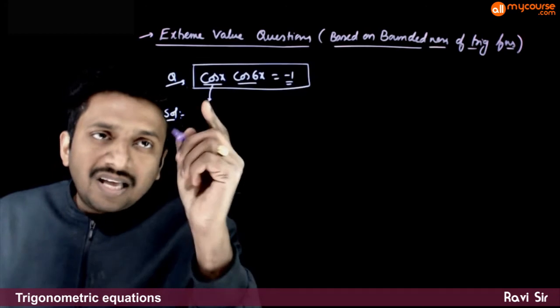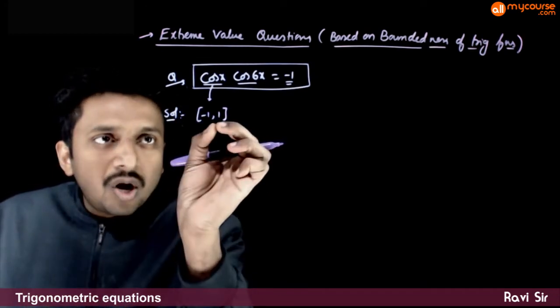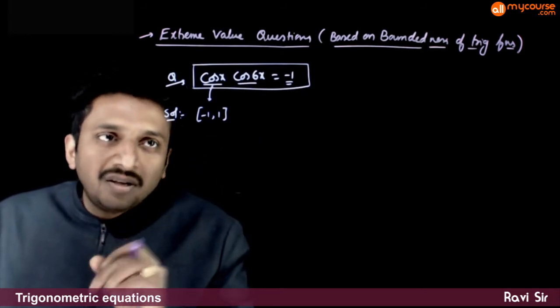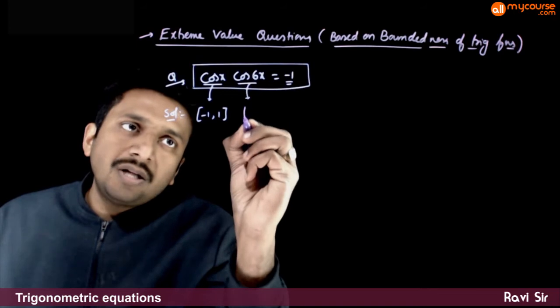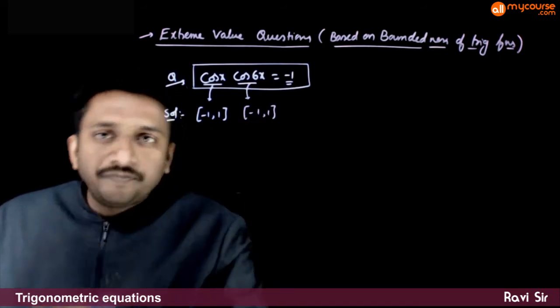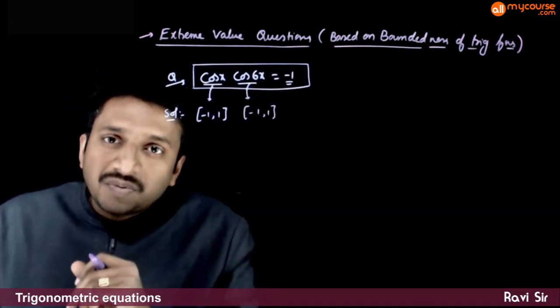Cos x is a number which lies in between minus 1 and plus 1. That means cos x will always be a fraction unless it is minus 1 or plus 1. Similarly, cos 6x also lies between minus 1 and plus 1. So the product of these two numbers has to be equal to minus 1.